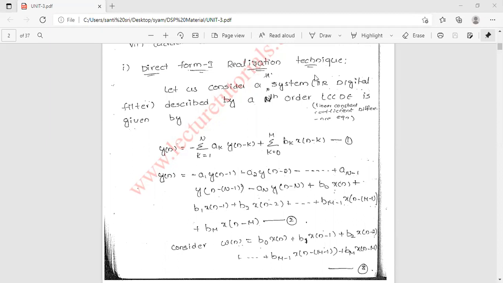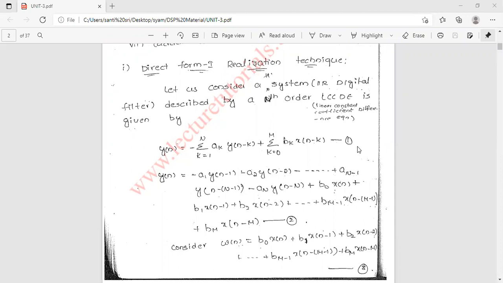Equation number 3. Next, first of all we have to take the nth order LCCD equation, that is linear constant coefficient difference equation, that is y of n equal to minus sigma k equal to 1 to n ak into y of n minus k plus sigma k equal to 0 to m bk into x of n minus k. Let it be expanded. That is equation number 2.